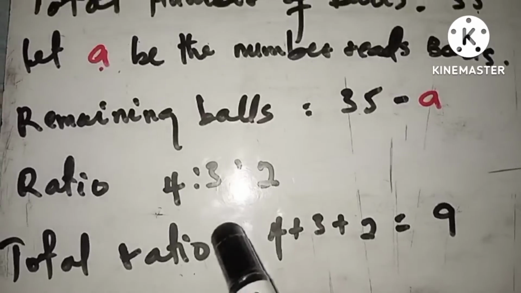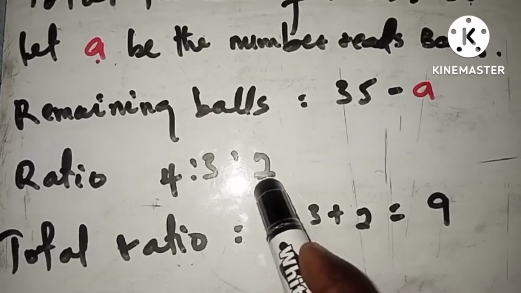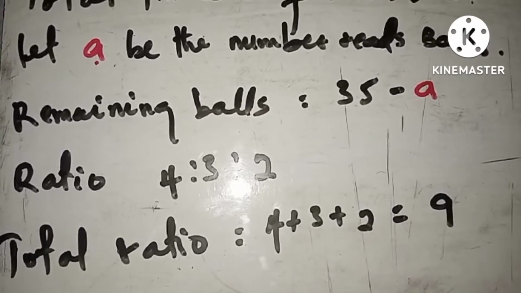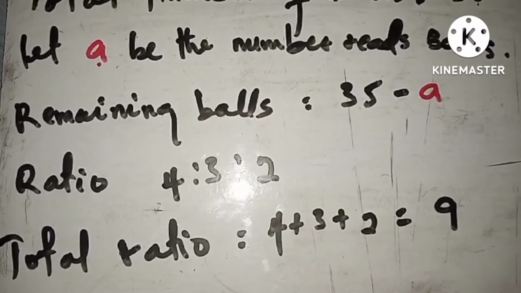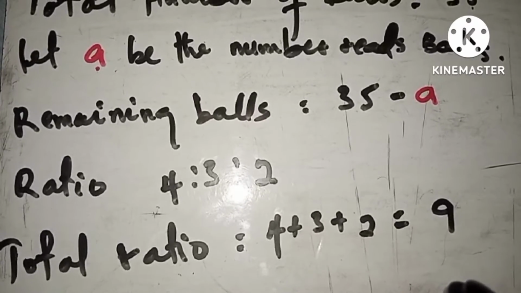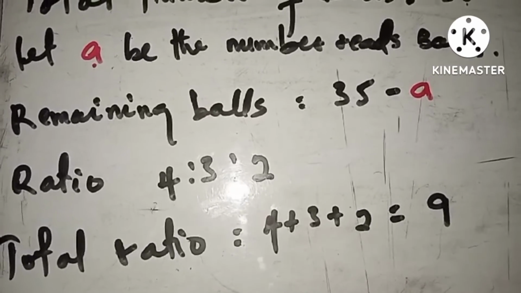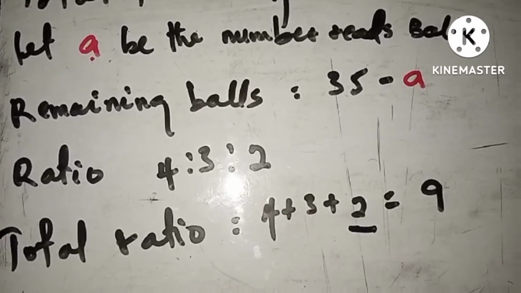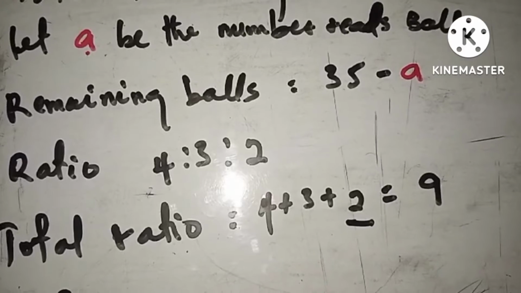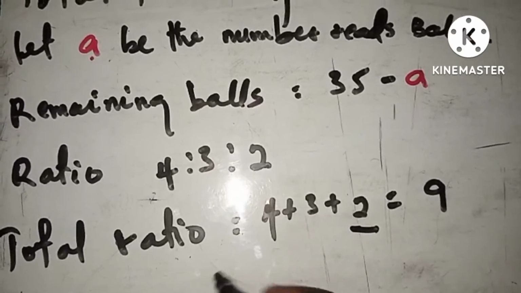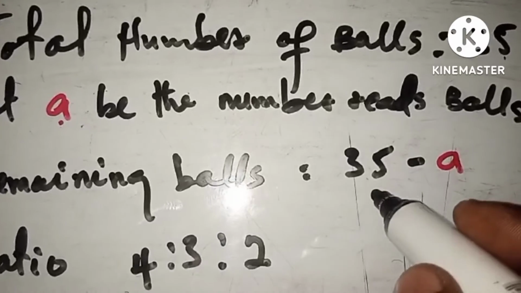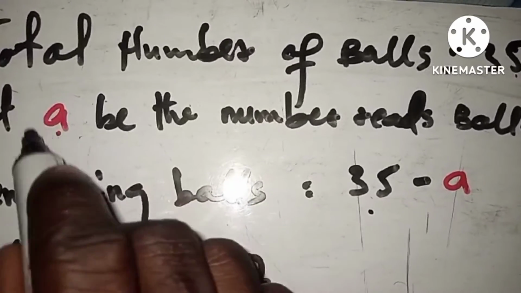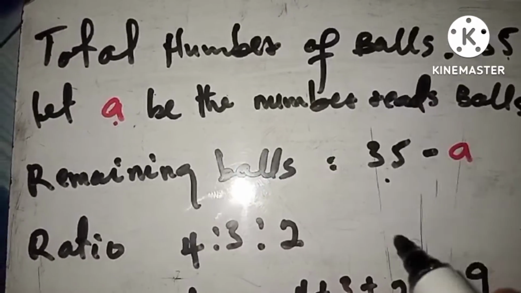Which one is the smallest among the ratio here? This is 2. 2 is the smallest one, and the largest one is 4. So the smallest share was 6 balls. Is that okay? Very, very simple. If the smallest was 6 balls, what it means here is that the smallest is the 2, right? So 2 over the total ratio, which is 9. Is that okay? Multiply by what they are sharing. Remember, they are not sharing 35, right? They are sharing 35 minus a, because these people clearly have taken their portion out. What remains is what they are sharing.